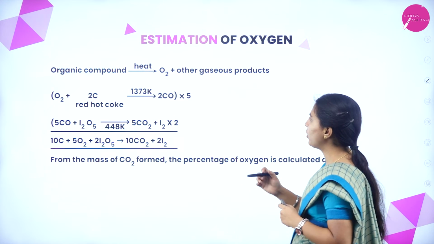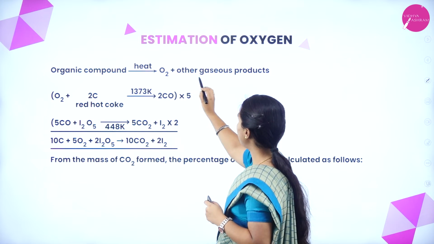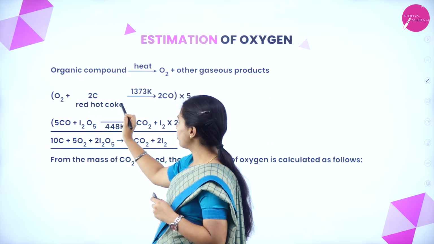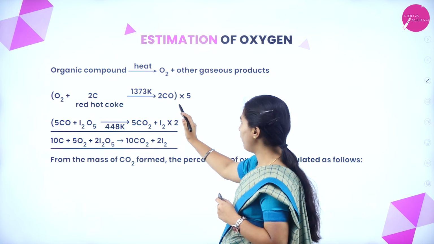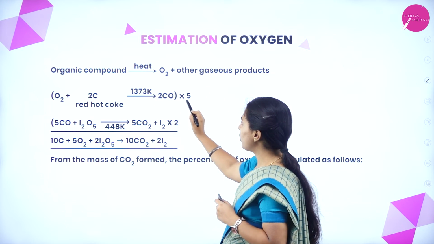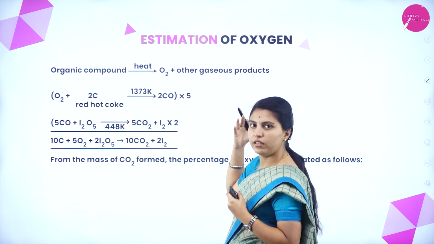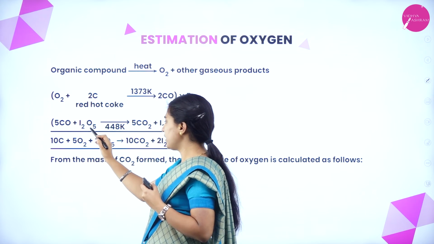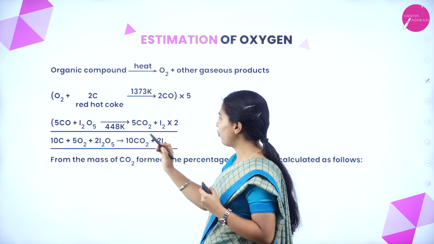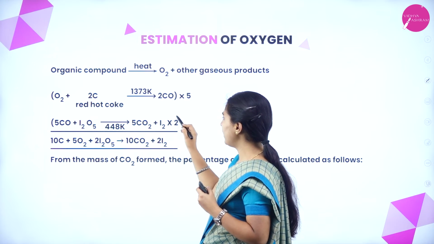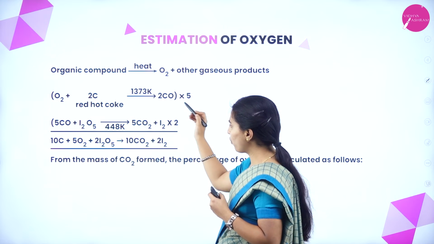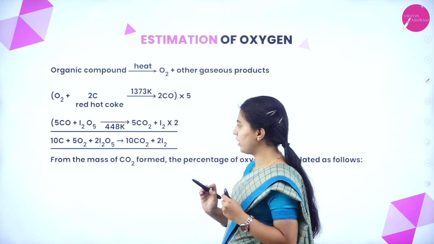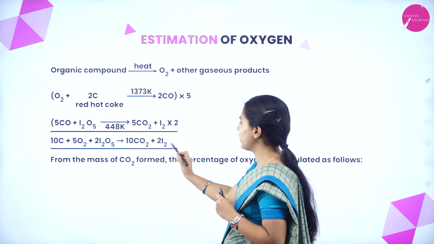So the organic compound is heated, and oxygen will be formed along with other gaseous products. The oxygen is treated with red hot coke at 1373 Kelvin, and it will form carbon monoxide. Okay, it is a redox reaction that they are doing, with 5 carbon monoxide and iodine pentoxide at 448 Kelvin, carbon dioxide and iodine gas will be formed. The overall reaction is 10 C plus 5O2 plus 2I2O5, that is iodine pentoxide, giving carbon dioxide and iodine gas.